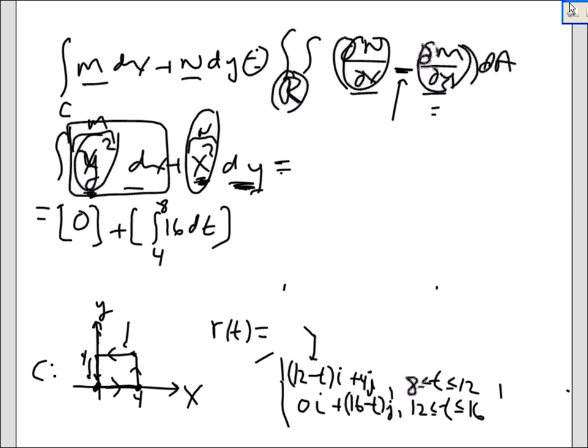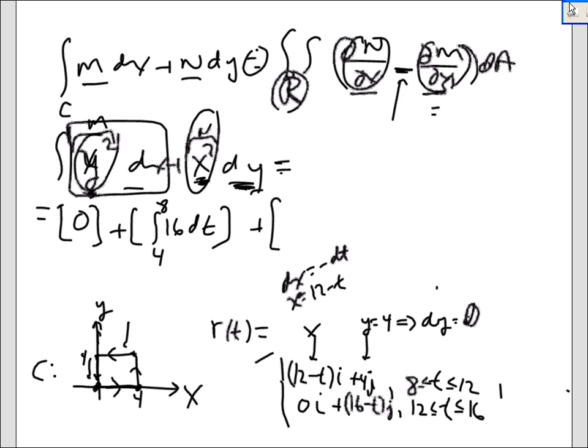x is 12 minus t, and y is 4. Well, if y is 4, that means y is always constant. That means dy equals 0. And if x is 12 minus t, that means dx is negative dt.